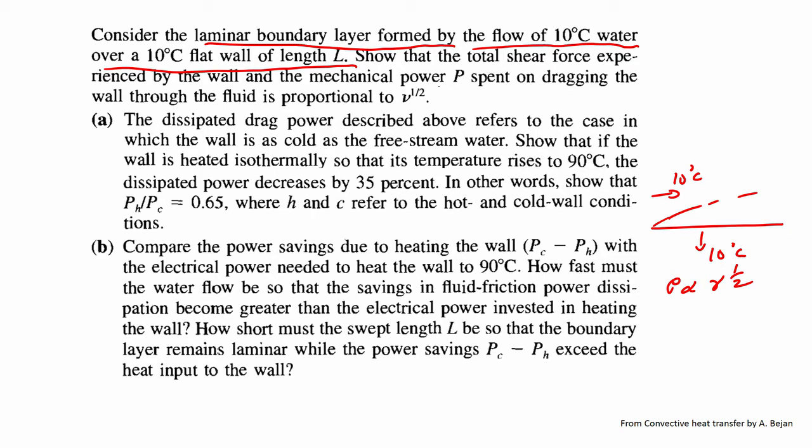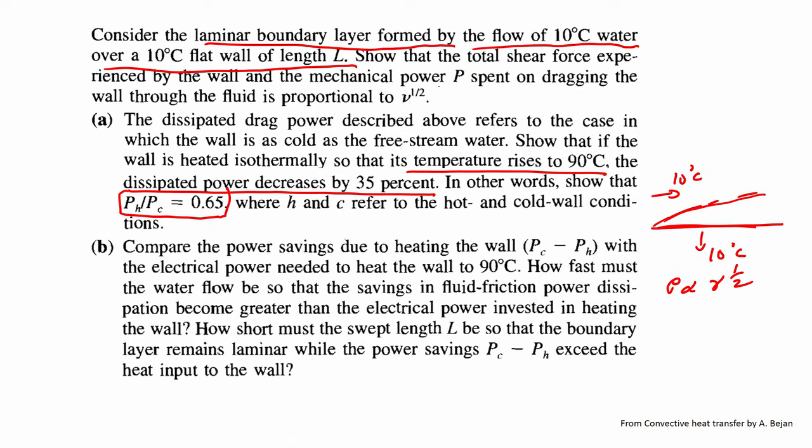The other parts of the question are that in this case the wall is at the same temperature as the fluid, so both are at 10 degrees Celsius. However, if the wall is heated isothermally so that its temperature rises to 90 degrees Celsius, the dissipated power decreases by 35%, or in other words Ph by Pc becomes 0.65, so the power required becomes 35% lower than in the cold condition. So, we have to show that.